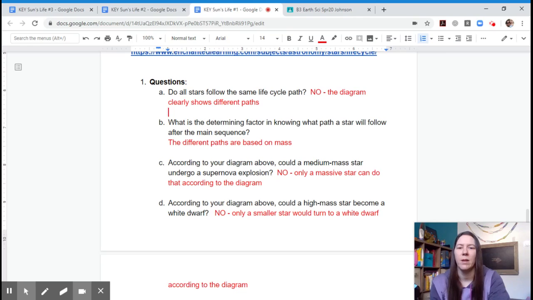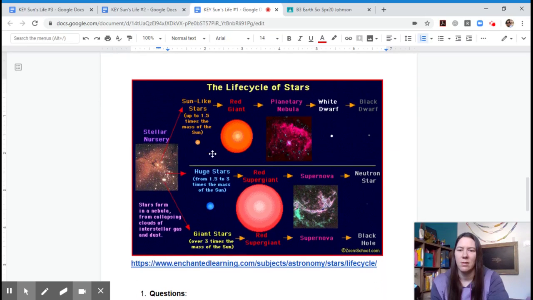So as far as the questions go, these should be pretty obvious if you are looking at the diagram. Do all stars follow the same path? Absolutely not. The determining factor would be the mass, again, right here. Sun-like stars, and it relates directly to the mass. So a small star is going to go this path, whereas a bigger star is going to follow this path.